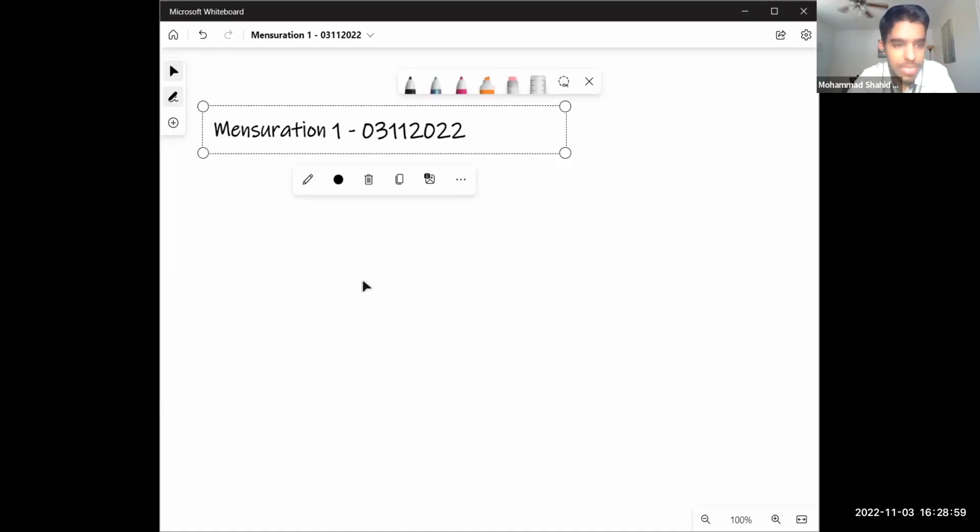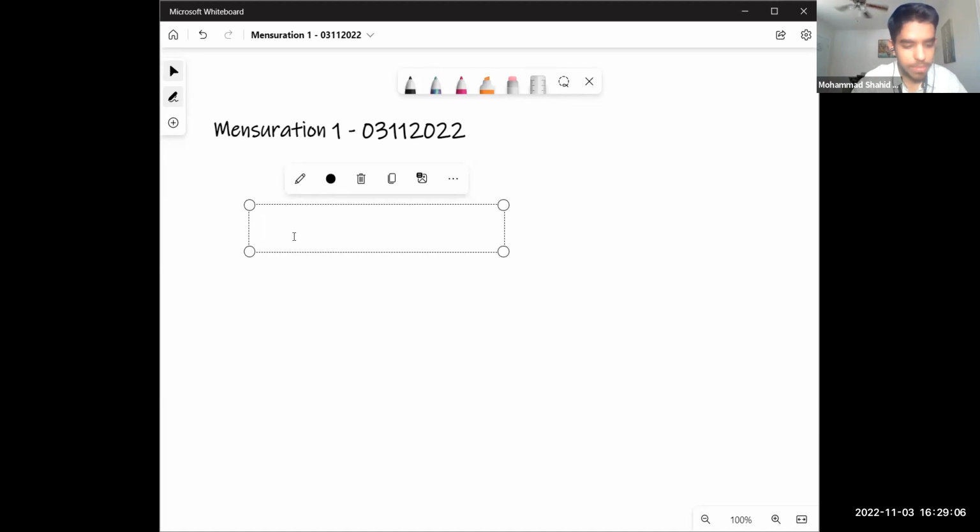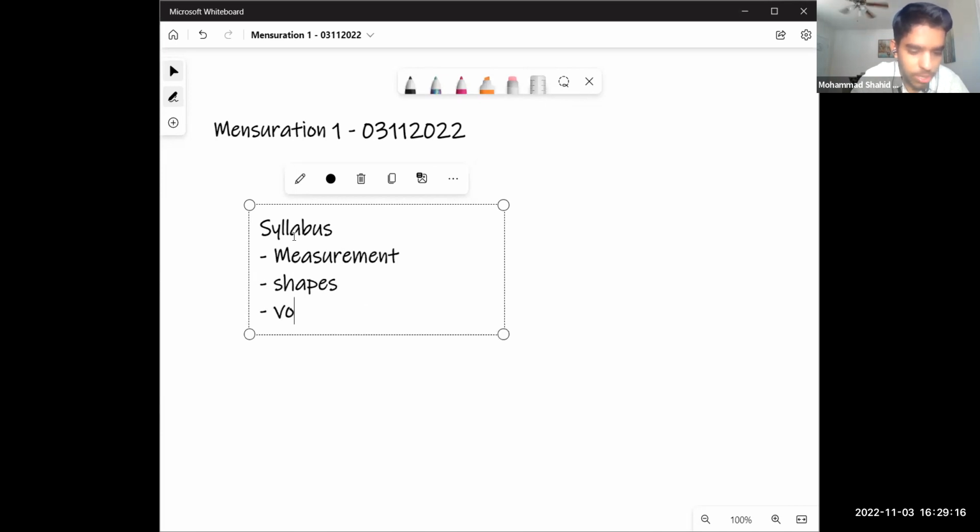We're studying IGCSE physics and we're starting mensuration 1. In this chapter, the syllabus tells us that we need to know about measurements, shapes, volume. Let's start with area first, and then we have volume as well. You have shapes, volume, area, measurement. That's the big thing in this mensuration chapter.